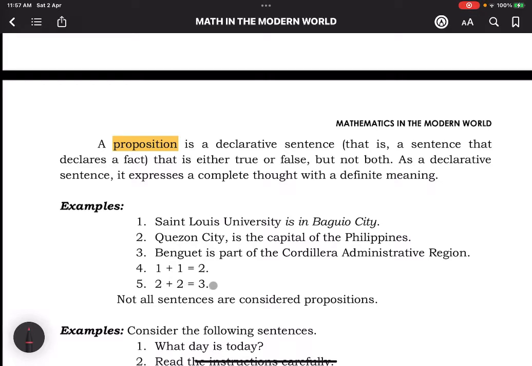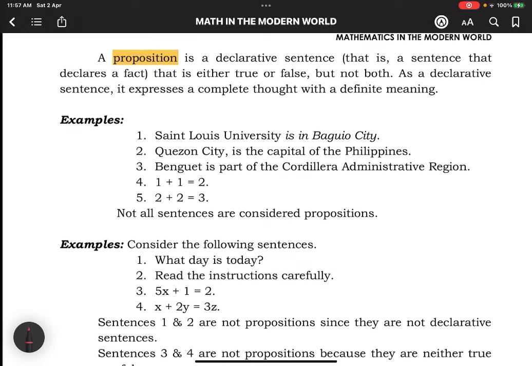So manonotice nyo whether it is true or false, proposition ang tawag natin dyan. For example, 2 plus 2 is not equal to 3. But still, ang statement na to ay considered as proposition because they all have truth values. Pag sinabi nating truth value is either true or false. But not all sentences are considered propositions.